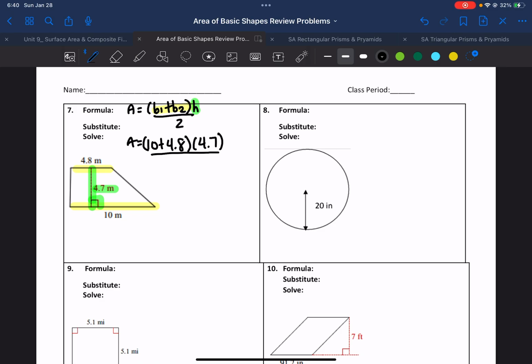Divided by 2. Area is equal to, let's go ahead and add 10 and 4.8. So here, we're going to need to put a decimal and a 0 on 10 to line up the decimals because we're adding. So it would be 14.8. And then we're multiplying by 4.7. I know that this homework assignment had some decimals, but y'all can still do it. 4.7, here we're lining up the last digit. So 8 times 7 is going to be 56.